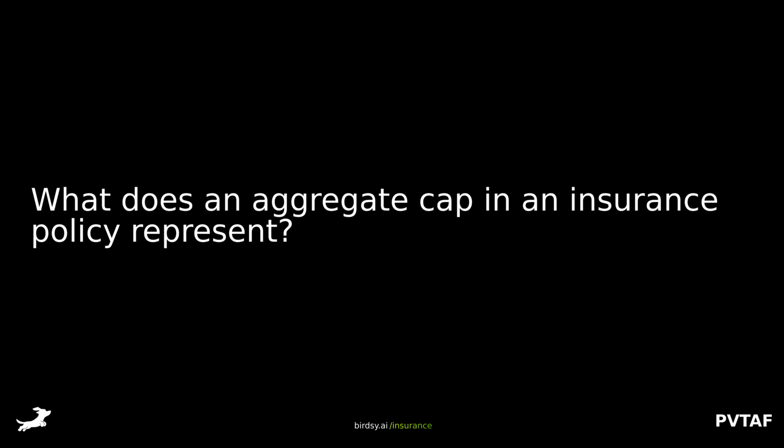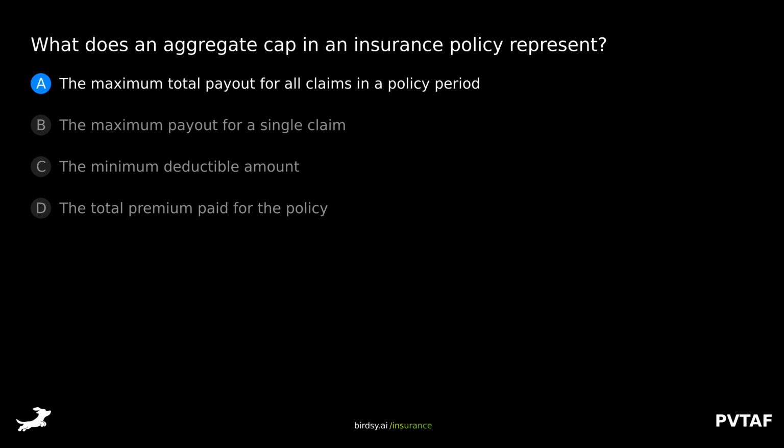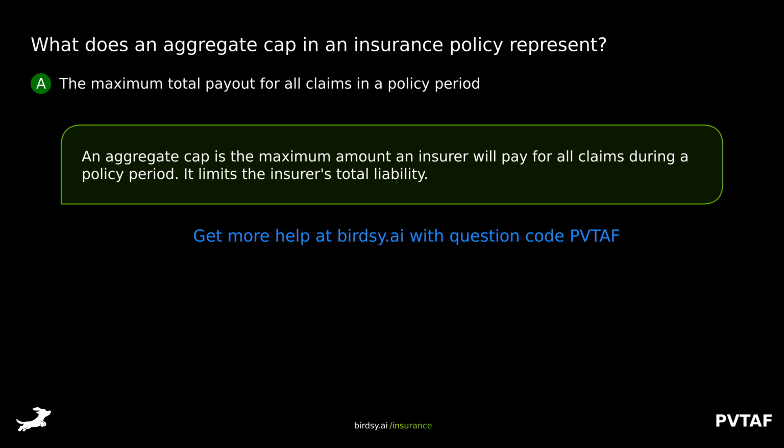What does an aggregate cap in an insurance policy represent? Is it A, the maximum total payout for all claims in a policy period, B, the maximum payout for a single claim, C, the minimum deductible amount, or D, the total premium paid for the policy? The answer is A, the maximum total payout for all claims in a policy period. An aggregate cap is the maximum amount an insurer will pay for all claims during a policy period. It limits the insurer's total liability.